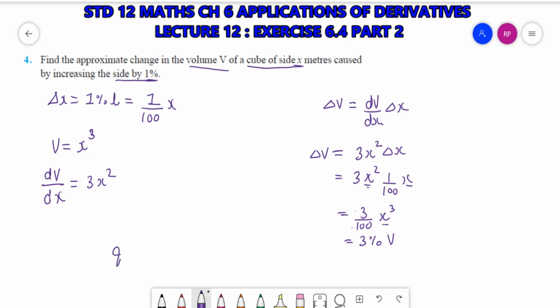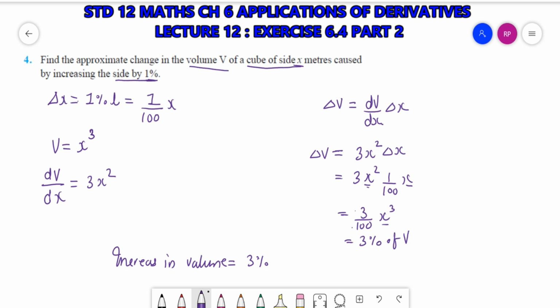That means the increase in volume is equal to 3 percentage. You can see here, x cube is volume, so 3 percentage of V. Okay, so the increase in volume is 3 percentage. Clear? This was about question number 4.